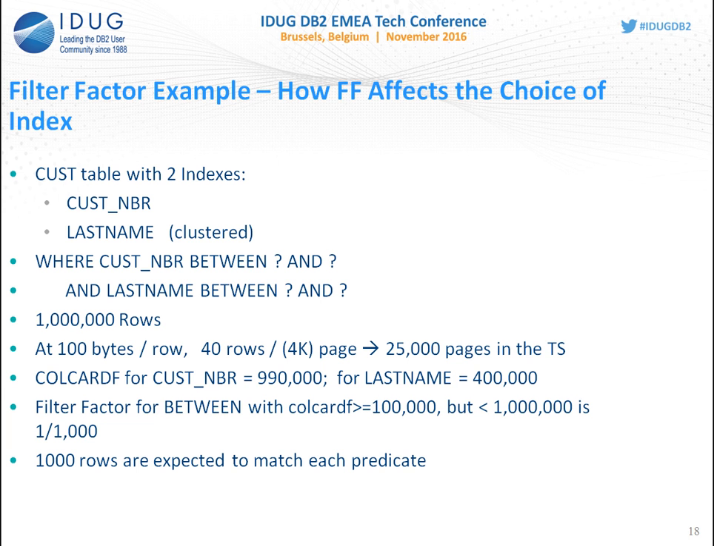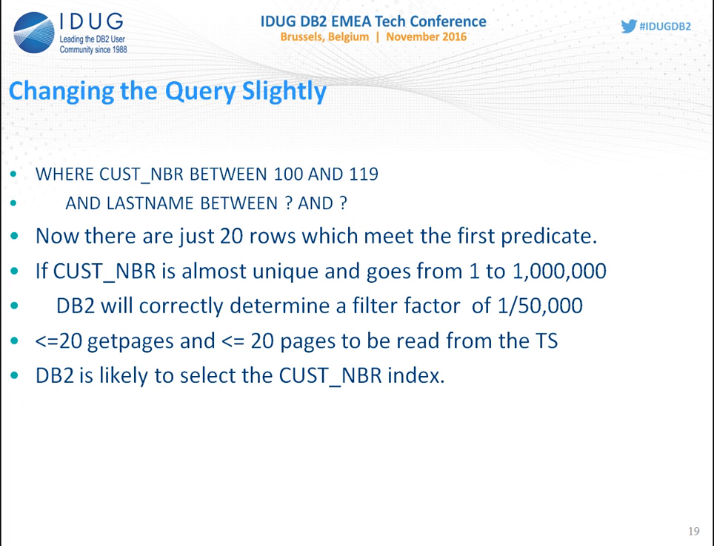If I change the query so that cust number is between 100 and 119, now there are only 20 rows that will satisfy the first predicate. So even if DB2 has to do random access to those 20 pages, at most it's going to be 20 get pages, and at most 20 IOs. And therefore, in this case, DB2 will probably use the cust number index. You know, a few random IOs are no big deal.